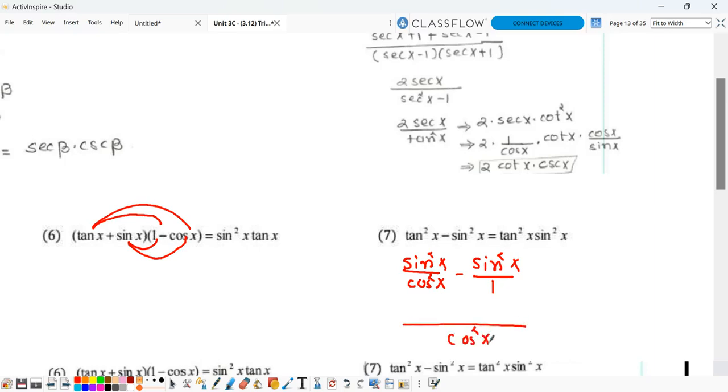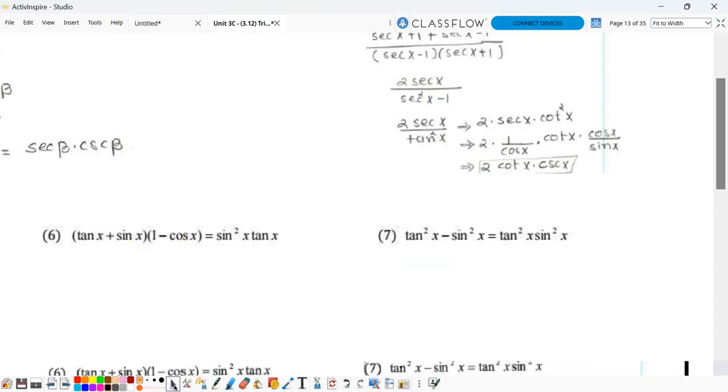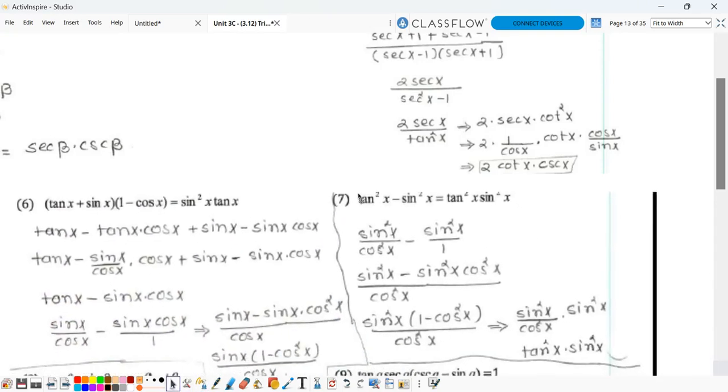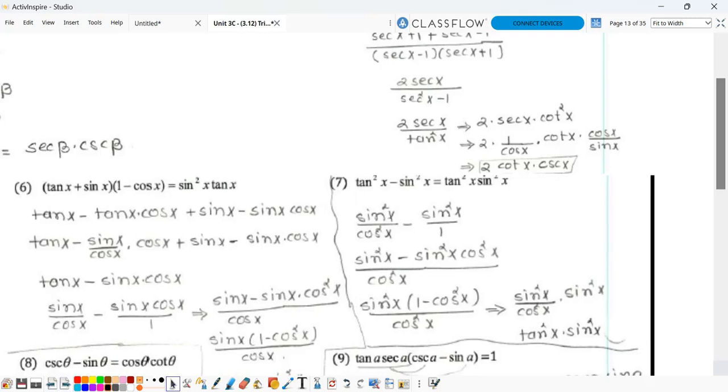Combine fractions. Cosine square x, sine square x minus sine square x times cosine square x. Okay, so I'm having a hard time writing this down, so I'm going to explain from my written work here. So we applied common denominator, factor out sine square. Which makes it 1 minus cosine square.